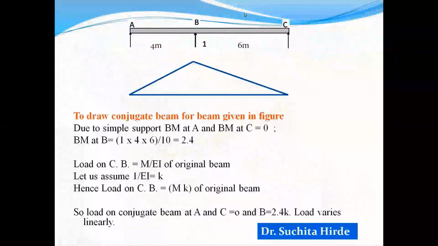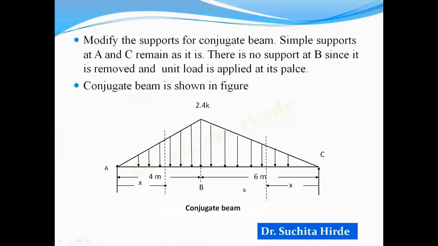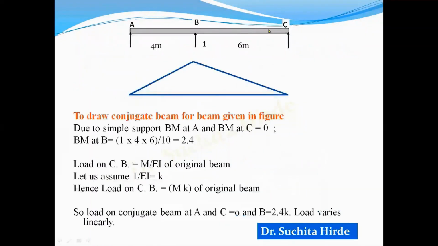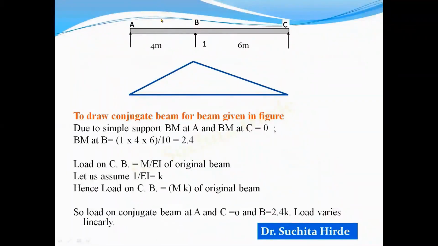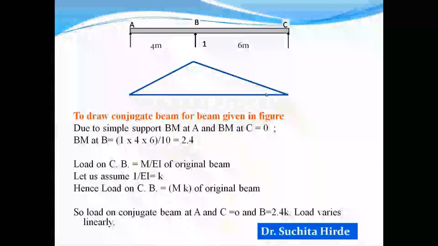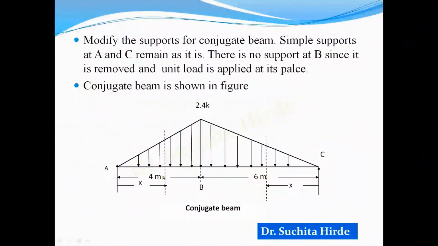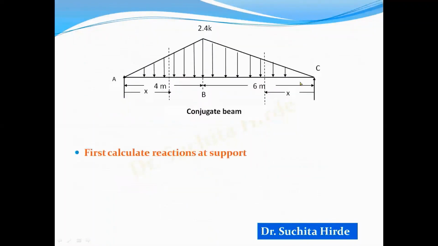Now, this is the conjugate beam. The relation between this beam and this beam is that the deflection in the original beam is equal to the bending moment in the conjugate beam. So let us write the bending moment equation for the conjugate beam. First of all, we have to calculate the reactions. First we will calculate the reaction at A. For that, we will take moment at C equal to 0.